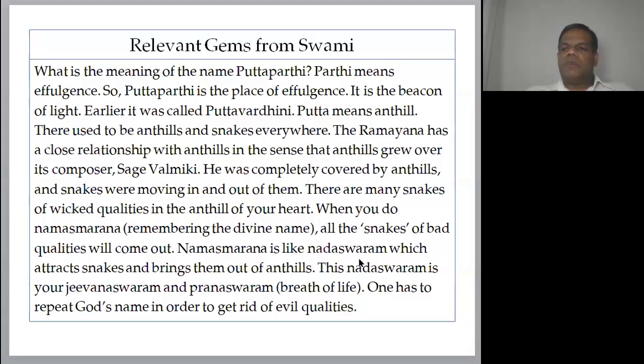Namasmarana is like Nadaswaram, which attracts snakes and brings them out of anthills. This Nadaswaram is your Jivanaswaram and Pranaswaram, for the breath of life. One has to repeat God's name in order to get rid of evil qualities.